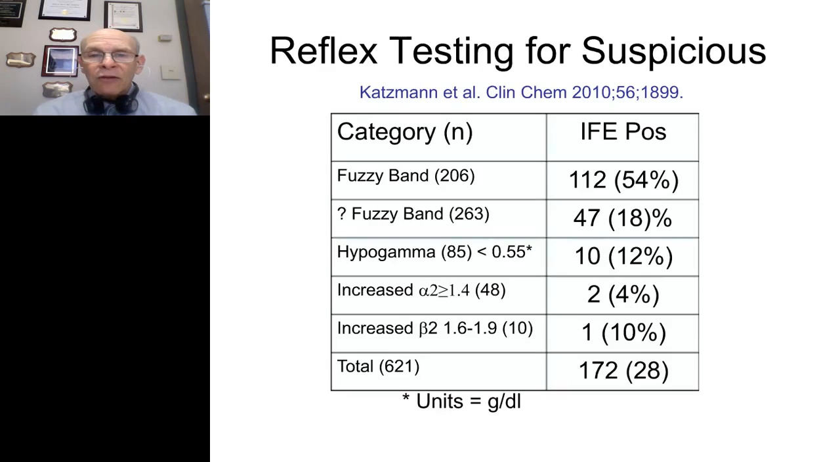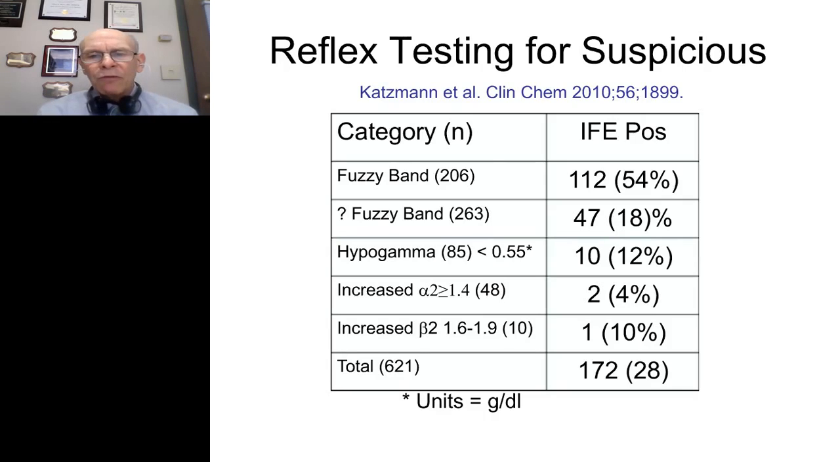He also categorized some as questionable fuzzy bands. I've actually never pinned Dr. Katzman down on the difference between questionable fuzzy band or fuzzy band, but I believe these were the impressions of the individuals who read the samples, and it probably varies a bit. But clearly there is a difference, because when you look at the 263 patients that had questionable fuzzy bands, they definitely had monoclonal proteins, in many cases 18%, but it wasn't as high a percentage as when a definite fuzzy band was present. I will show you a fuzzy band in just a second.